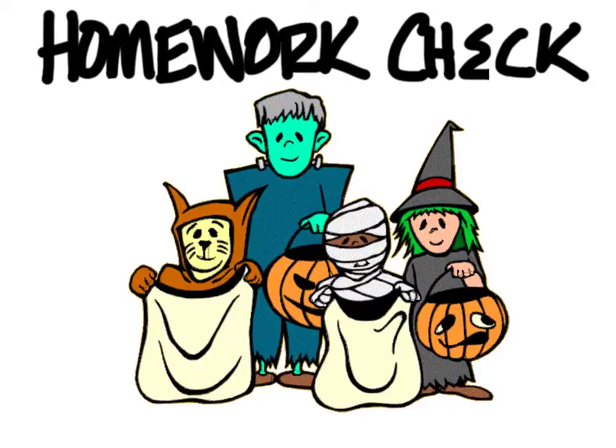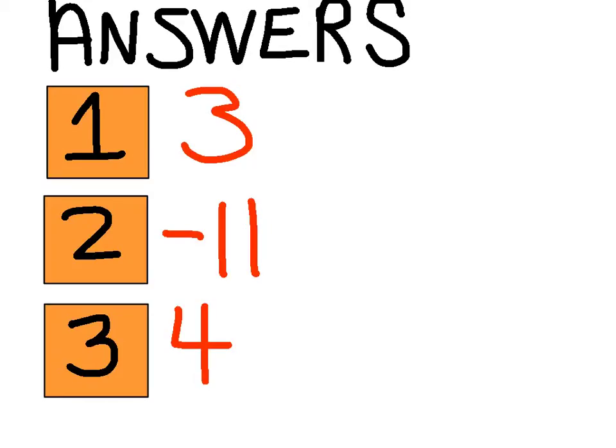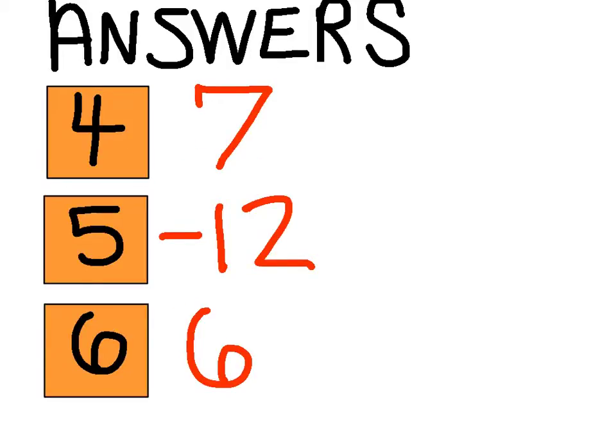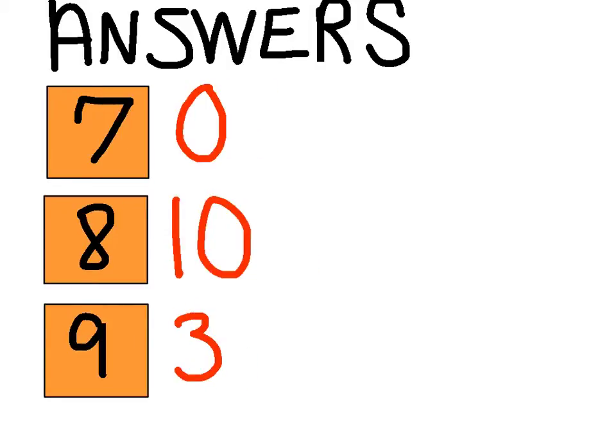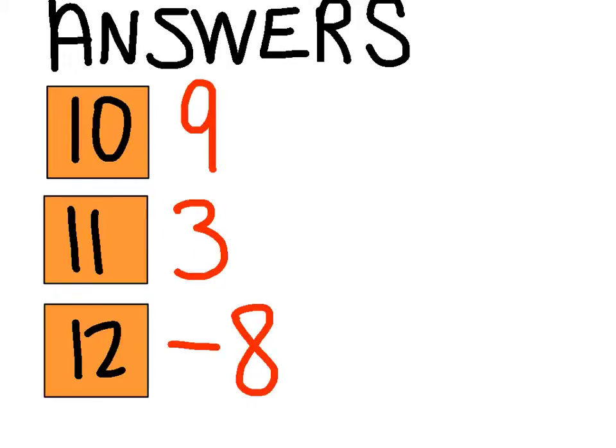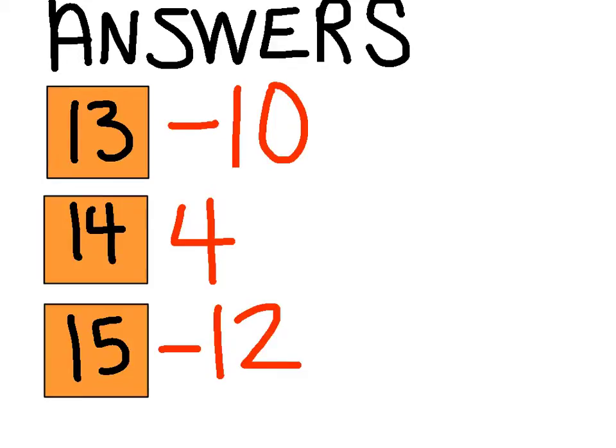Okay, homework check. Go ahead and take it to Mr. Skinner. Okay, answers are 3, -11, and 4. Alright, answers are 7, -12, and 6. Okay, answers are 0, 10, and 3. Okay, answers are 9, 3, and -8. Alright, answers are -10, 4, and -12.